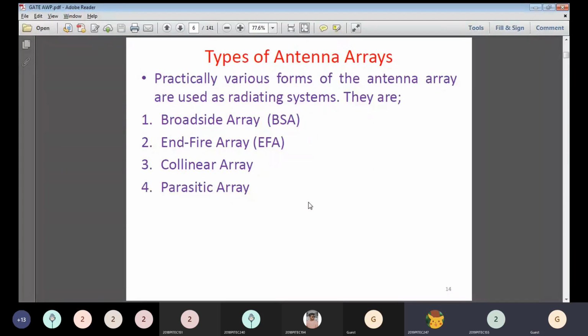Once again, I'll tell you how we can classify our antenna arrays. One, based on geometric configuration, we have three types: linear, planar, conformal. Second, based on current excitation, broadside and end fire. Third, based on elements, parasitic and non-parasitic elements. Fourth, based on amplitude distribution, uniform, binomial, edge, and optimum.